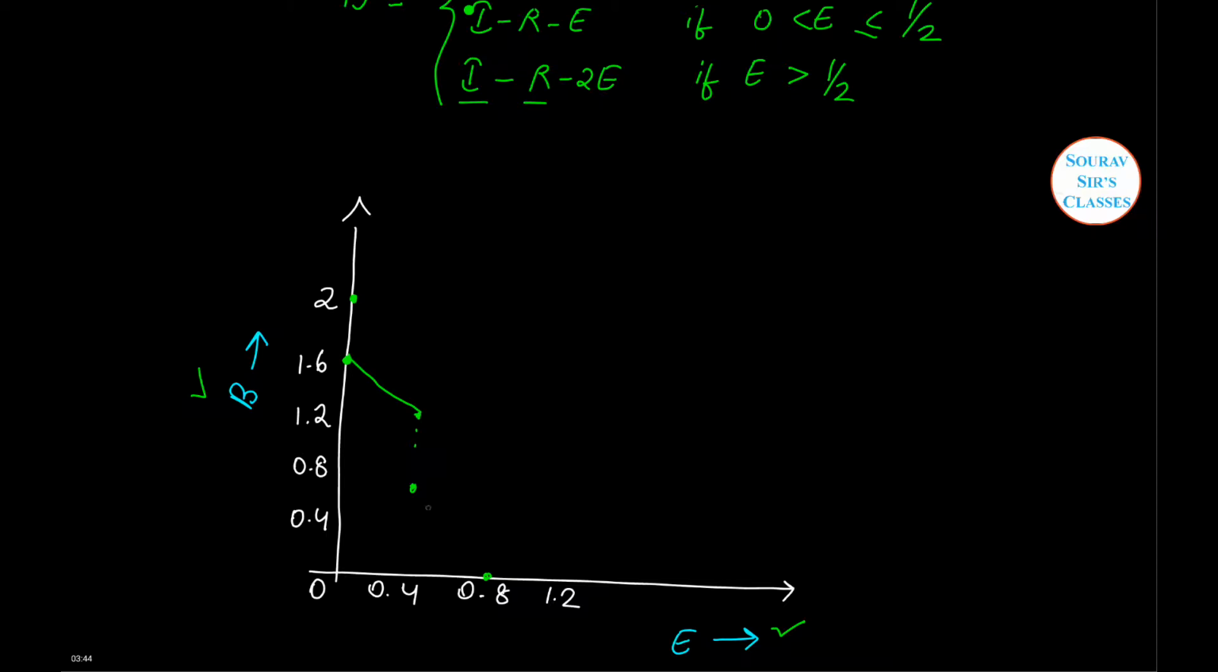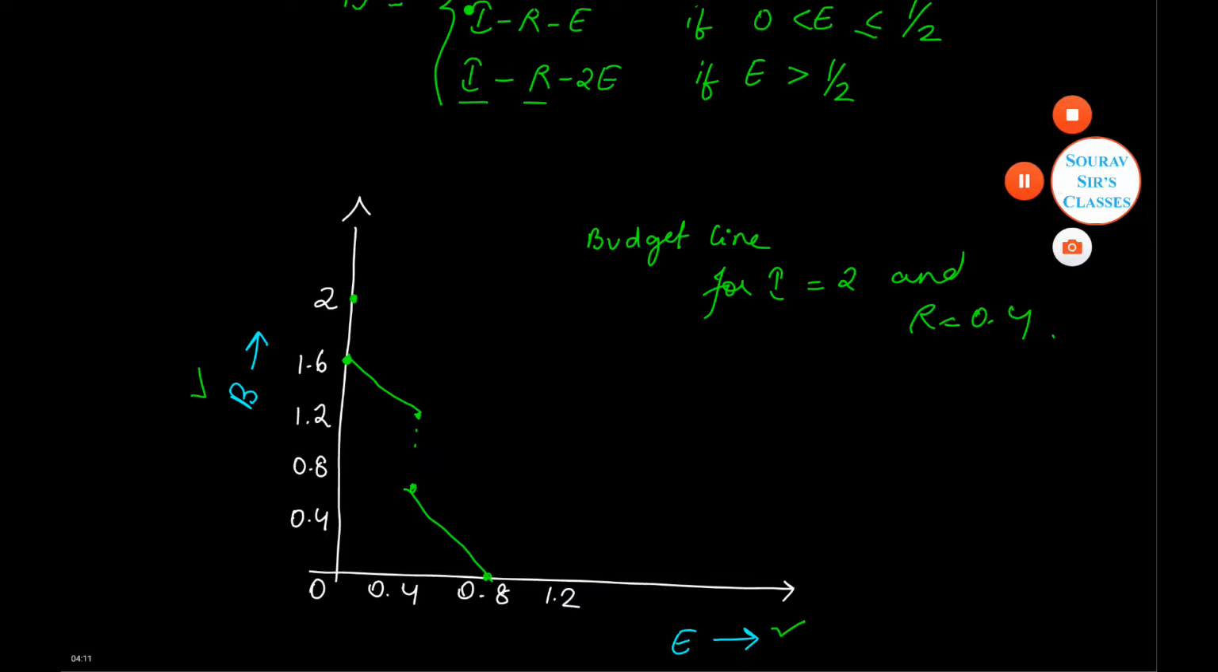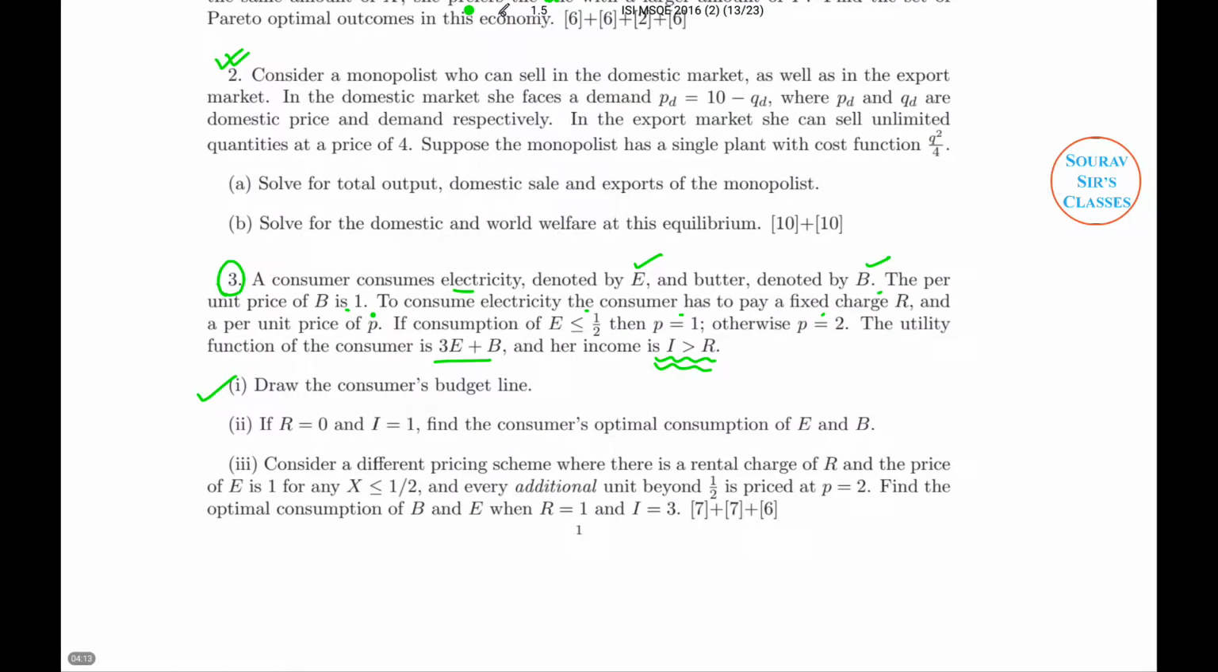and this part. This is the budget line, and this is for income equal to 2 and R equal to 0.4. So this is how the budget line looks. Now we move on to part 2 of the question. Let us read it first. The question says that if R is equal to 0 and I is equal to 1, find the consumer's optimal consumption of E and B.